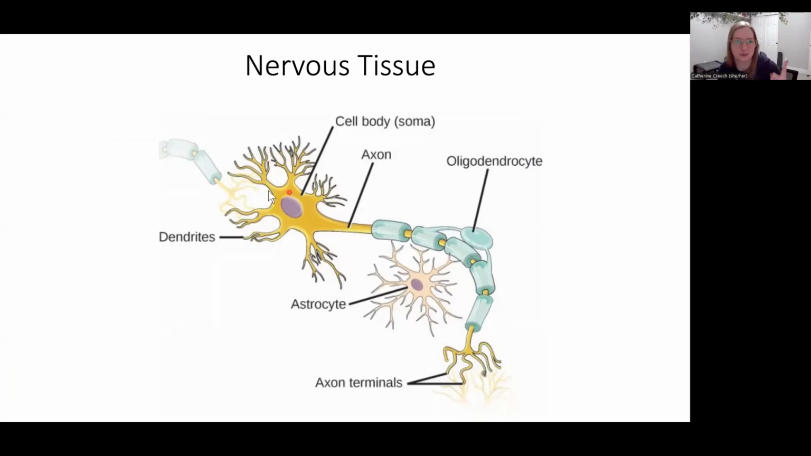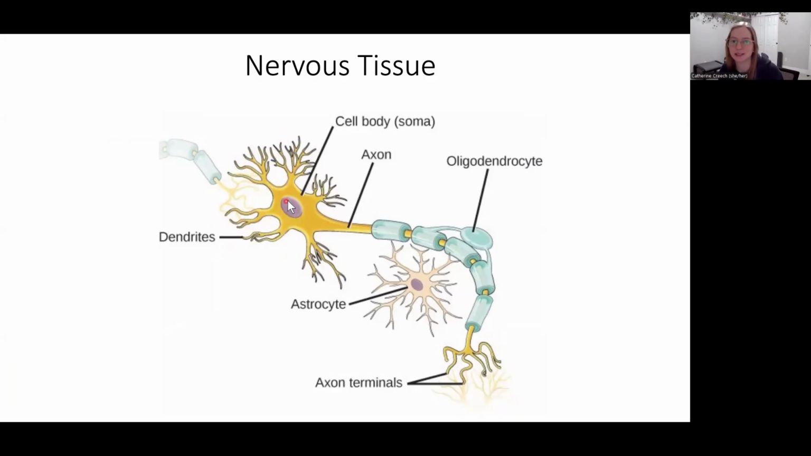Nervous tissue, its whole goal is to receive and send electrical signals. Our neurons, which is the big one in yellow, have a couple parts that are important. We're going to talk about nervous tissue in more detail later in the term. But here, all these branches are called dendrites. This is where they get their signal. Then we have the body of the cell.